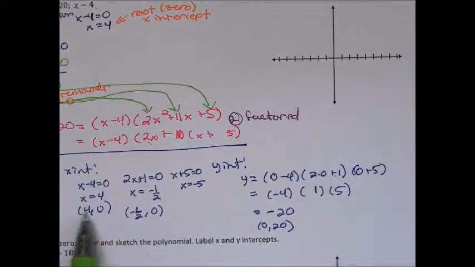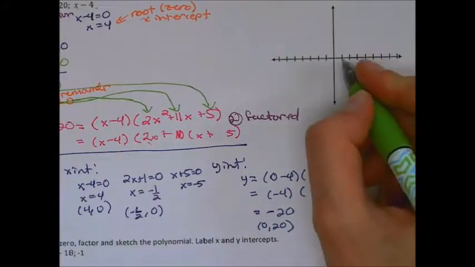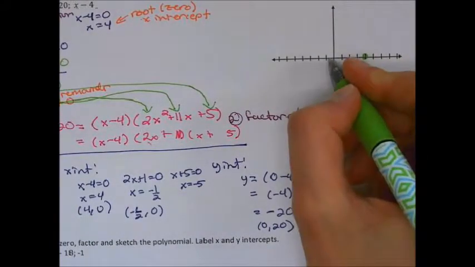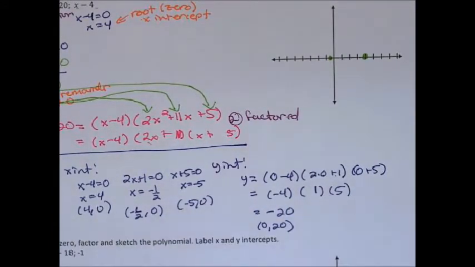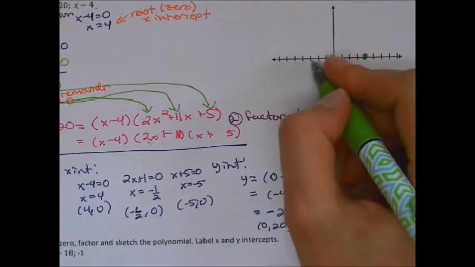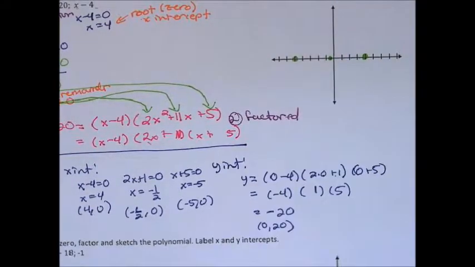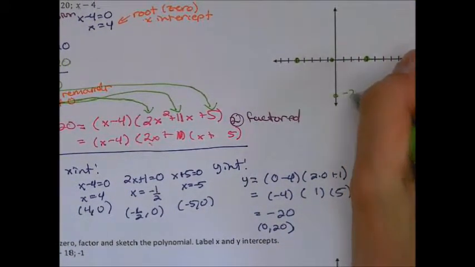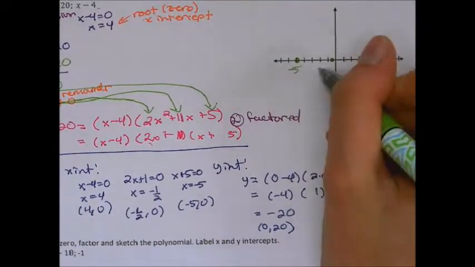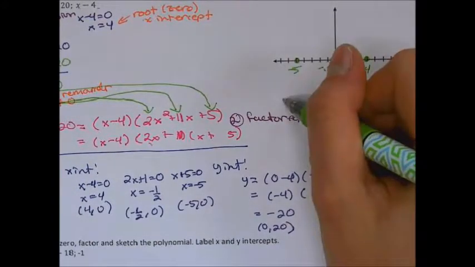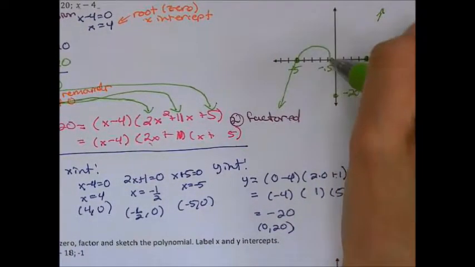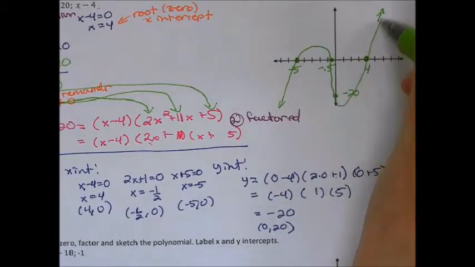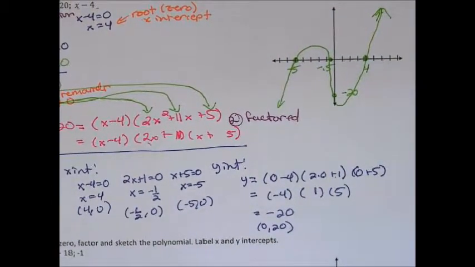Let's go ahead and plot this. X-intercepts at 4, negative 1/2, negative 5, 0. Y-intercept at negative 20, and we're down, up. And that is our graph.